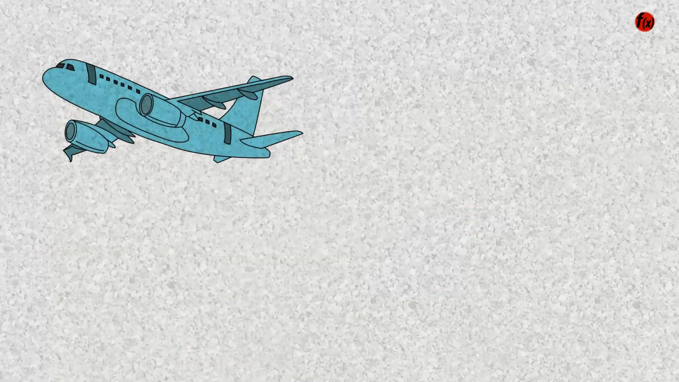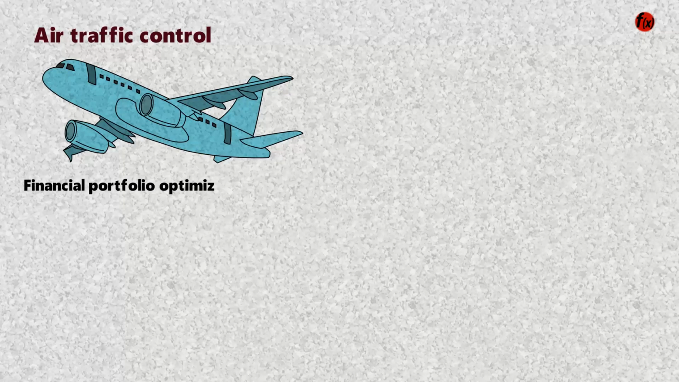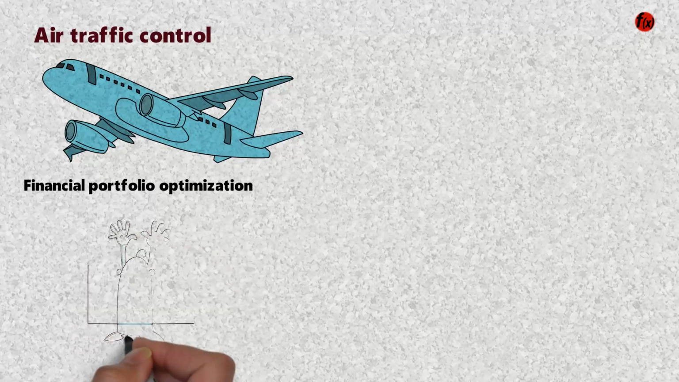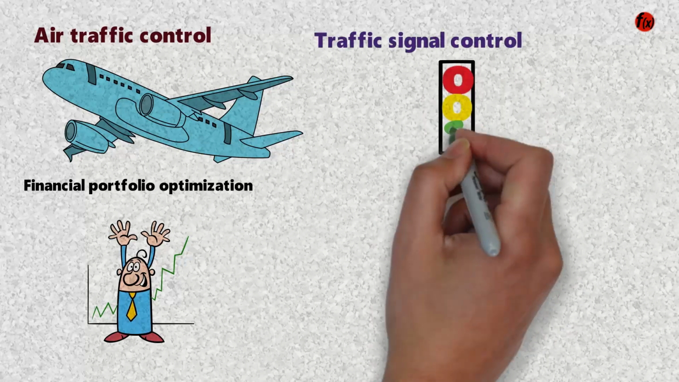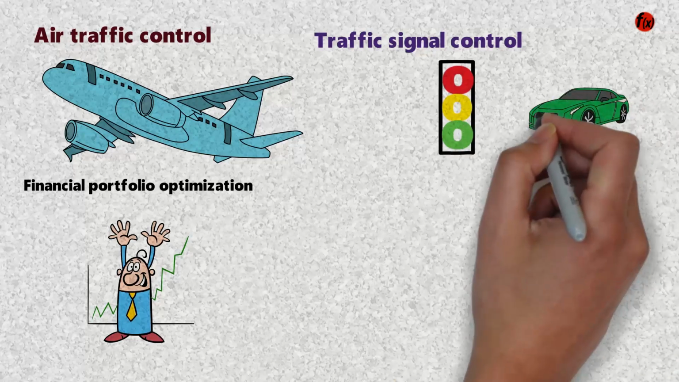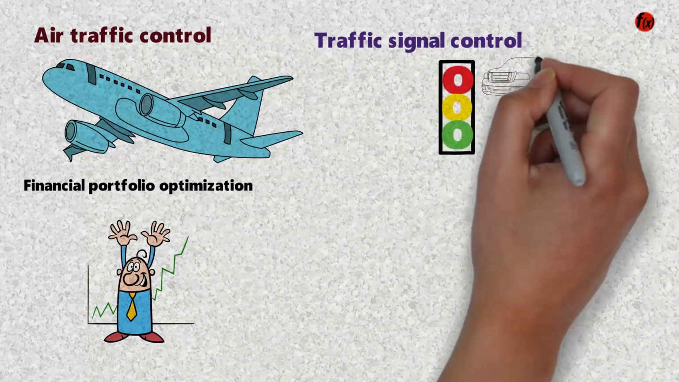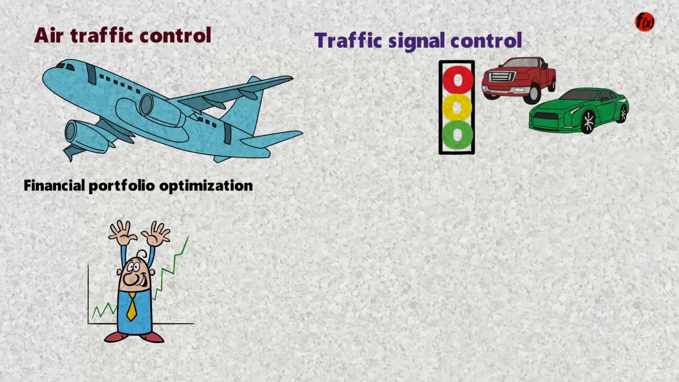Some specific real-life examples include air traffic control, solving systems of linear equations to optimize flight routes, reduce delays, and ensure safe distances between aircraft. Financial portfolio optimization, using linear equations to optimize investment portfolios, minimize risk, and maximize returns. Traffic signal control, solving systems of linear equations to optimize traffic light timing, reduce congestion, and improve traffic safety.